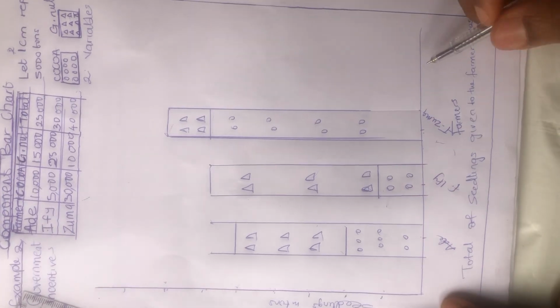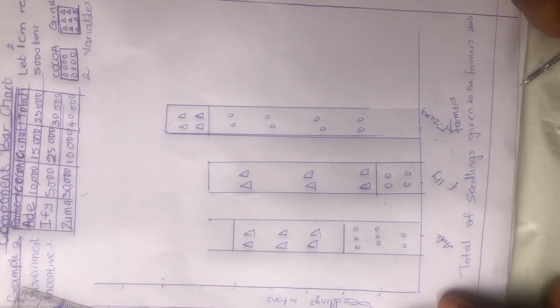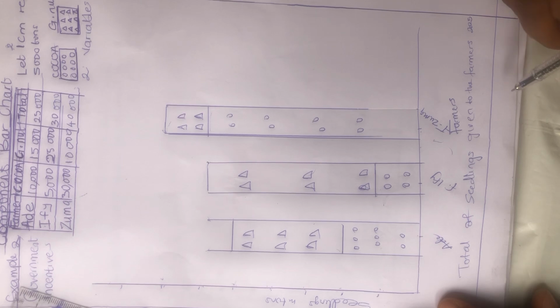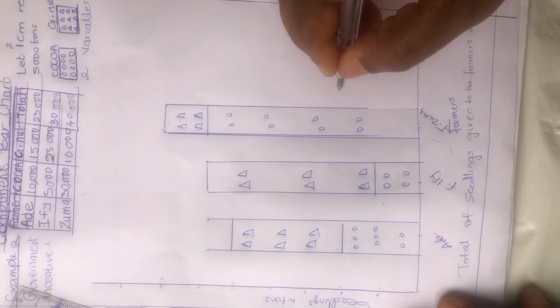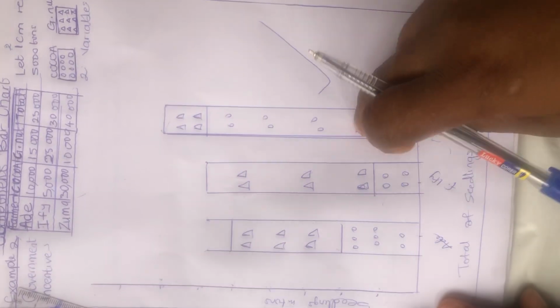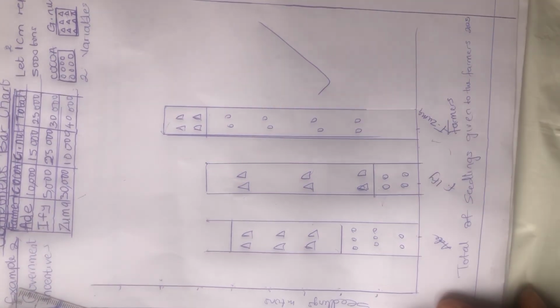Total number of seedlings given by government to local farmers to boost agricultural productivity. And that's how you construct your component bar chart. Remember, it involves 2 components, groundnut and cocoa. Thank you.